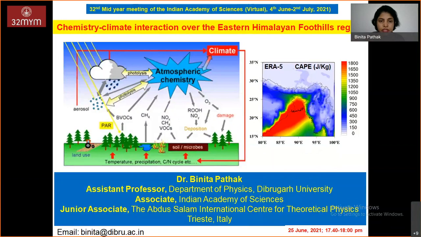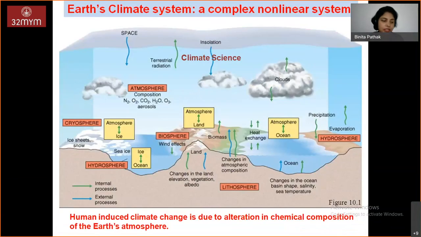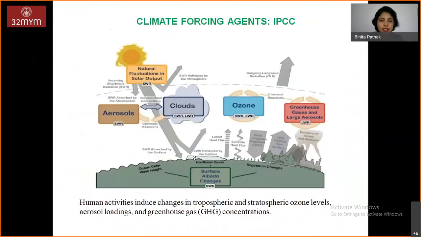Atmospheric chemistry, where we talk about the composition of the atmosphere, is an important component of the climate. But the climate itself is a very complex system where its subsystems are in complex interaction with each other. However, human-induced climate change, which is well known right now, is because of the alteration of the composition of the Earth's atmosphere, not because of natural causes like fluctuation of the solar output. IPCC has identified aerosols, greenhouse gases, and land use changes as the major contributors, along with the ozone and the clouds present in the Earth's atmosphere.